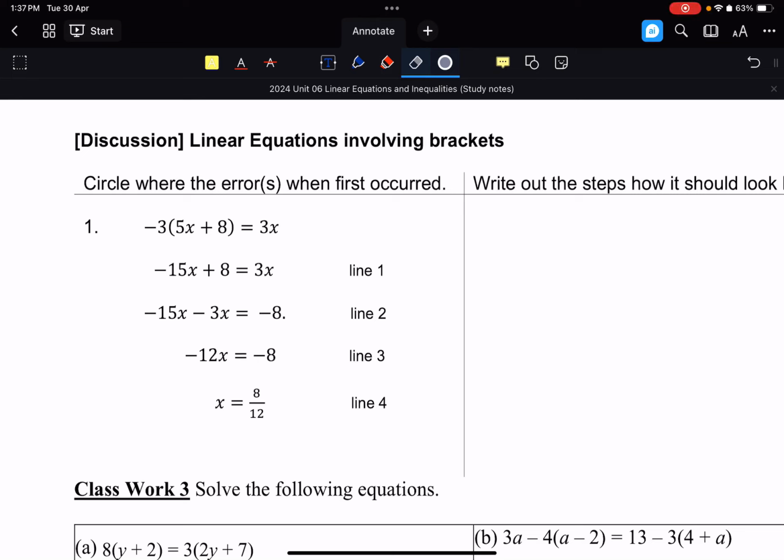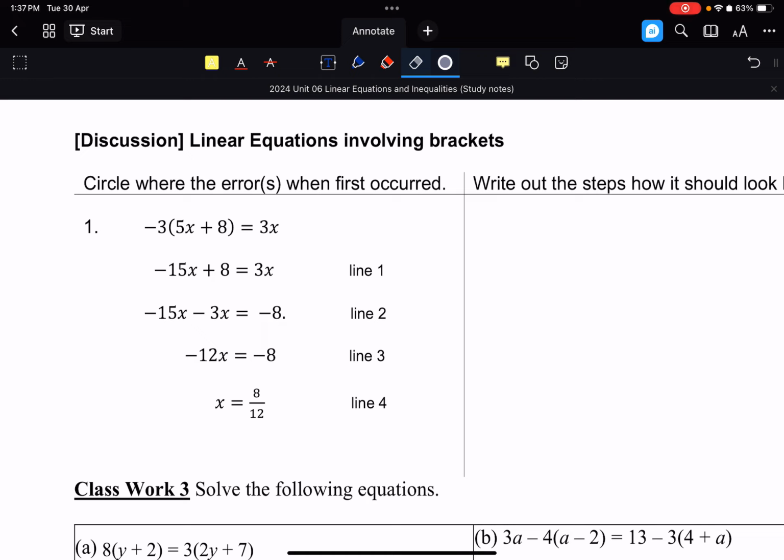Hello students, welcome back. Previously we started to look at some simple linear equations and how we solve them, right? After that we looked at some examples which involve brackets. Now we need to be extra careful when we deal with brackets because of the expansion involved, and if you did not expand the brackets properly, it's quite easy to make a mistake.